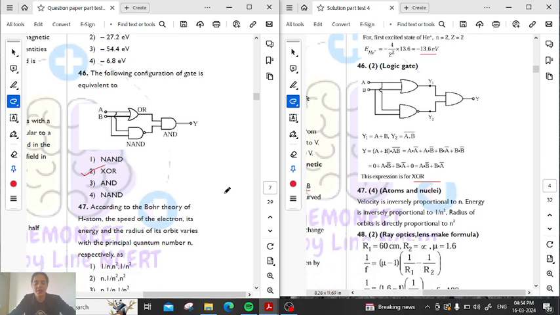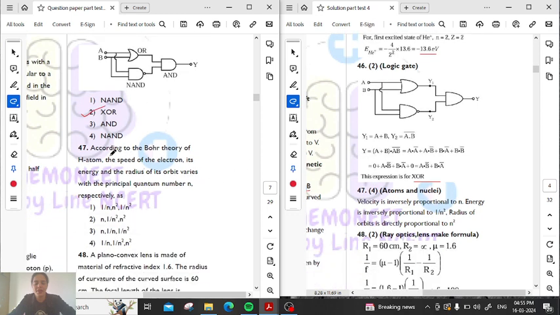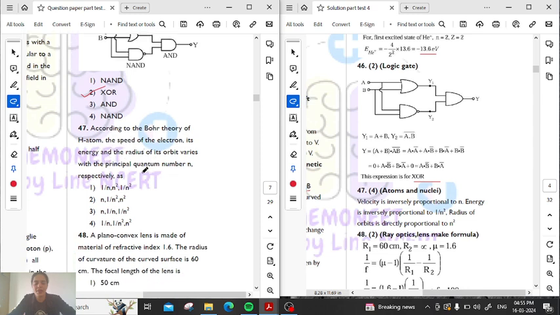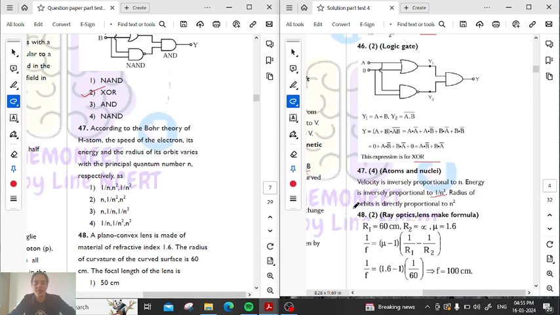Now the next question is the 47th question. According to Bohr theory of the hydrogen atom, the speed of the electron, its energy and the radius of the orbits vary with the principal quantum number n respectively as these options. So here we know velocity is inversely proportional to n, energy is inversely proportional to n squared, and the radius of orbits is directly proportional to n squared. So it's very simple. You get the final answer as this.